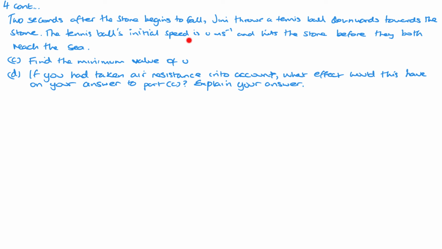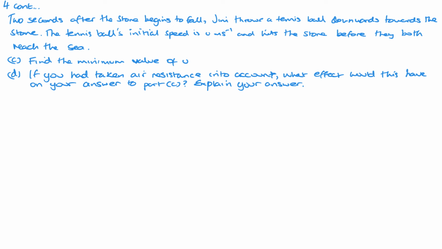The tennis ball's initial speed is u and hits the stone before they both hit the sea. Find the minimum value of u. So the minimum value will be the slowest he can throw it, which means that we have to assume it hits the stone pretty much at the instant it hits the sea.